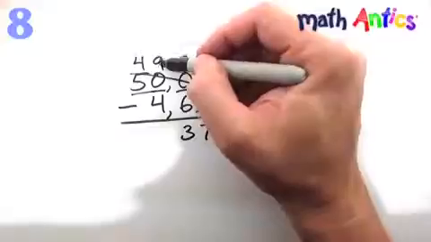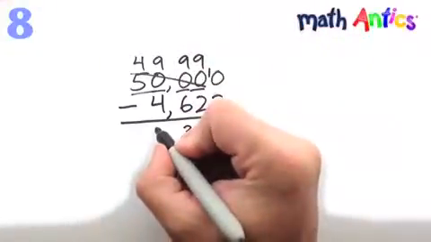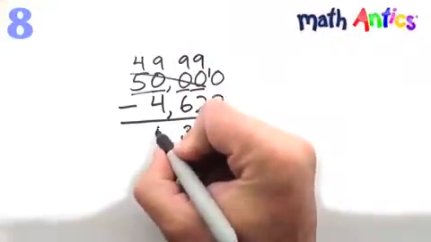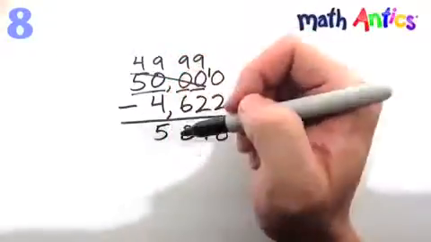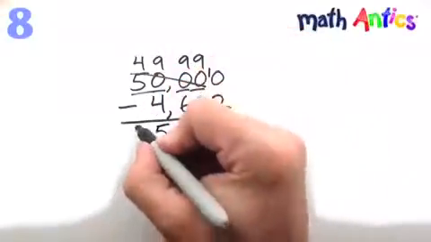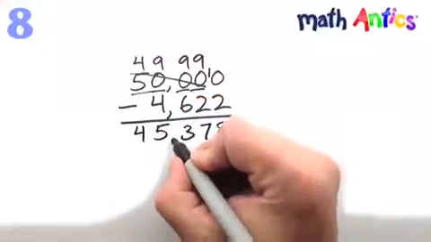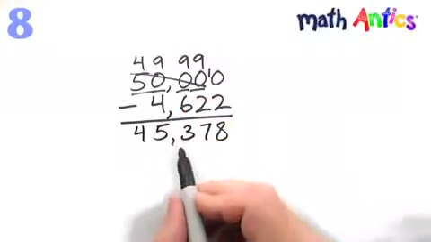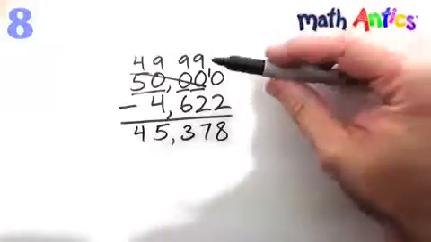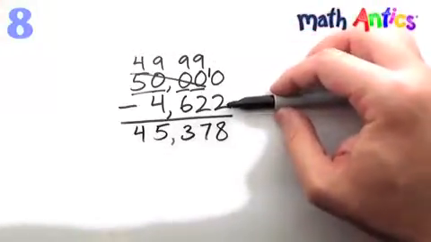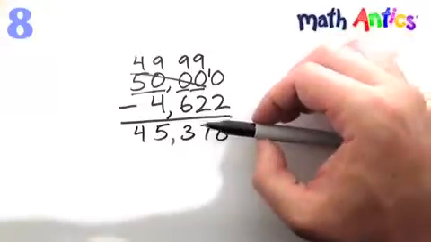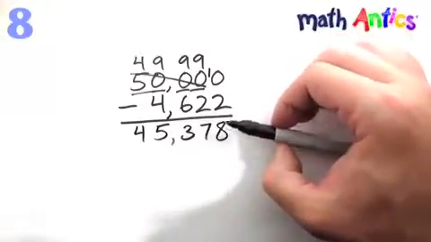Next column, we have 9 minus 4. And 9 minus 4 is 5. So put that in the answer line. Now we have 4 and nothing to subtract from it. So 4 goes in the answer line. We'll put in our comma after 3 digits so it's easier to read. And we see that 50,000 minus 4,622 equals 45,378.